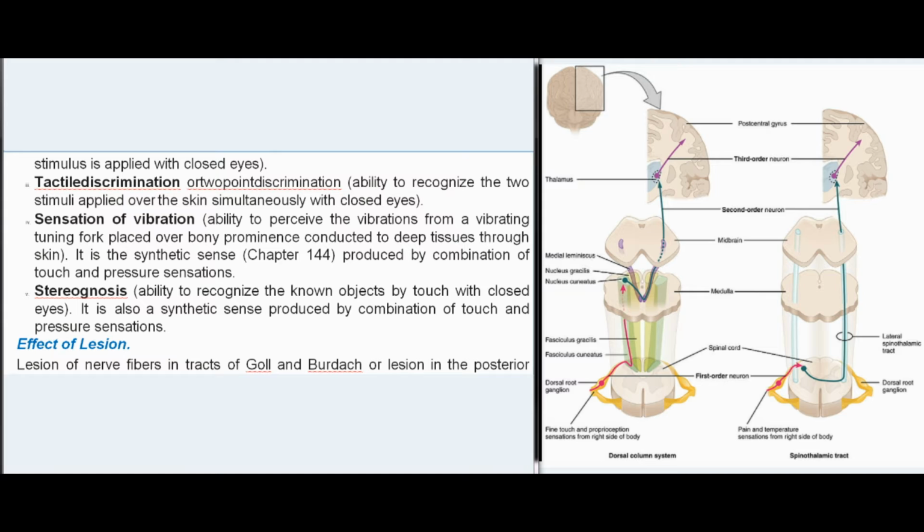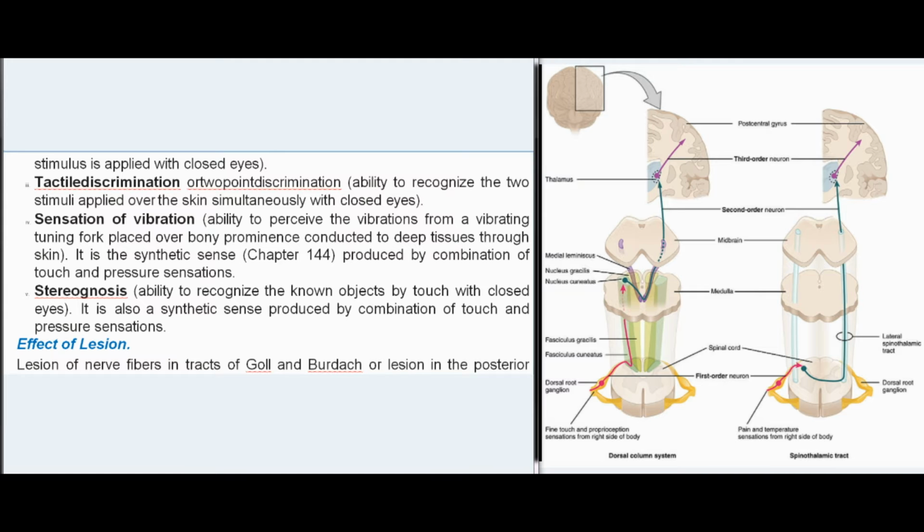Sensation of vibration, ability to perceive the vibrations from a vibrating tuning fork placed over bony prominence conducted to deep tissues through skin. It is the synthetic sense produced by combination of touch and pressure sensations. Stereognosis, ability to recognize the known objects by touch with closed eyes. It is also a synthetic sense produced by combination of touch and pressure sensations.